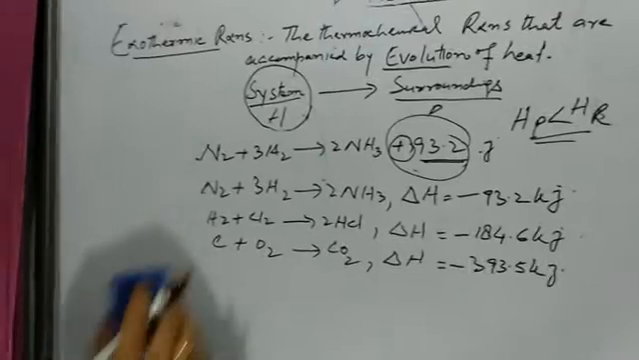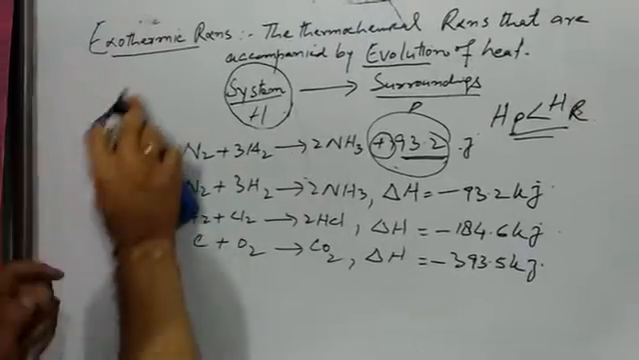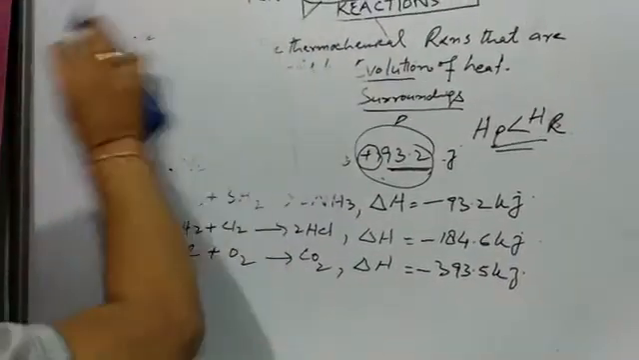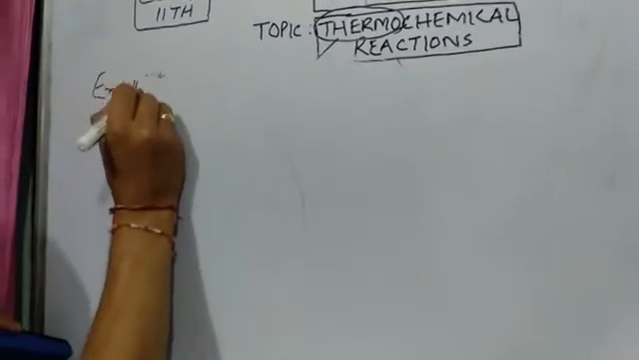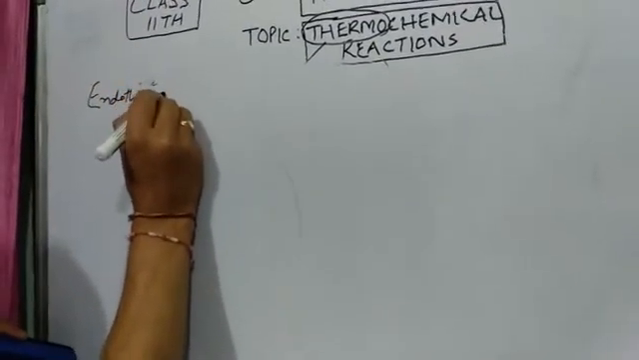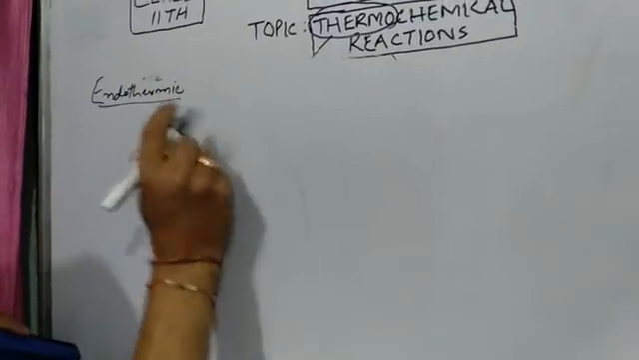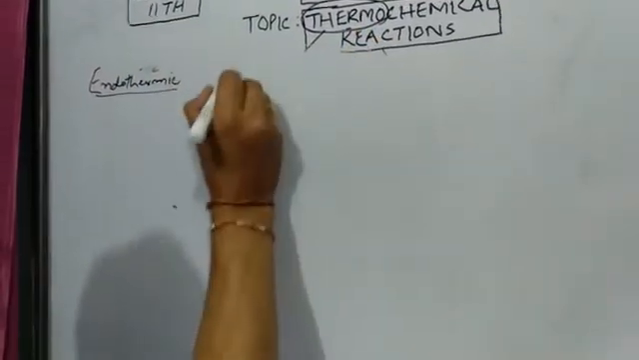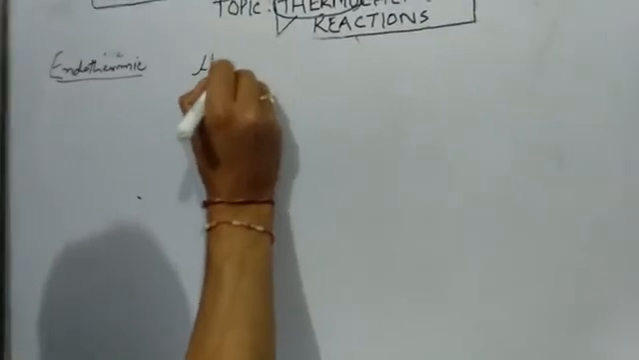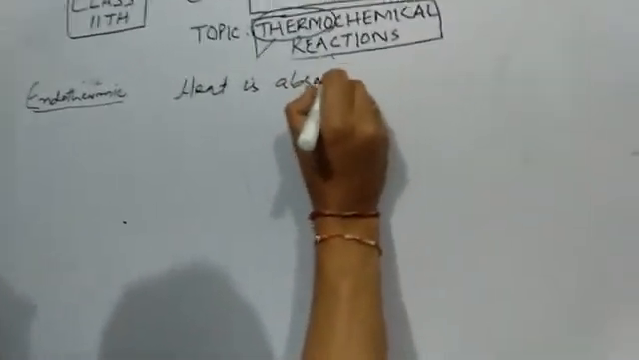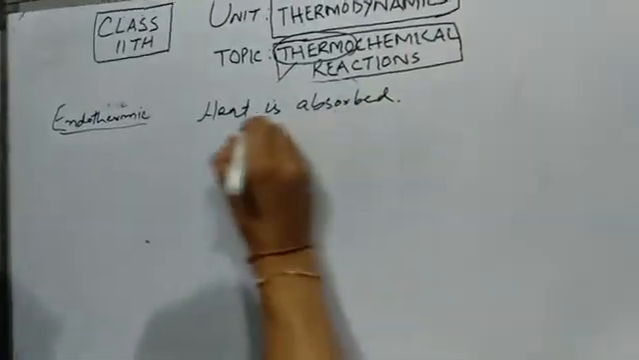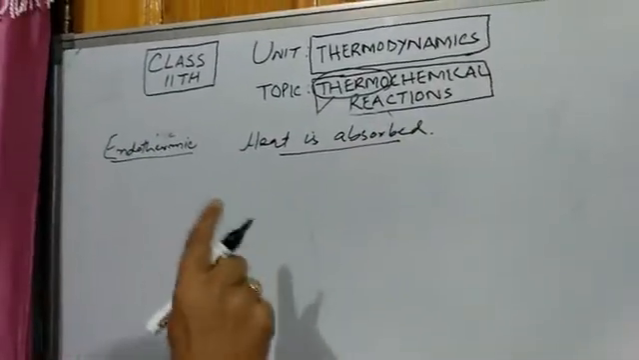Now coming to endothermic reactions. In endothermic reactions, quite reverse of exothermic reaction takes place. For example, let me go to the definition first. Endothermic reactions. Endo means absorption. Here heat is absorbed. So these are those thermochemical reactions where heat is absorbed, not evolved. So those chemical reactions in which heat is absorbed are called endothermic reactions.